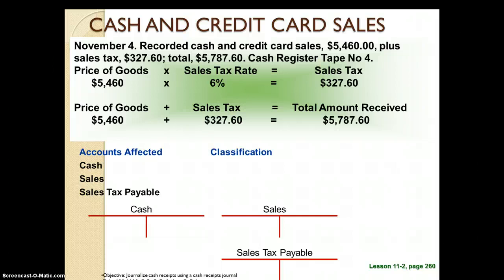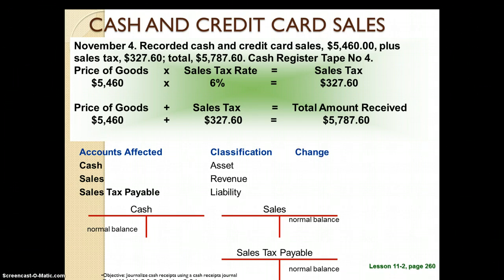So how are each of these accounts classified? Well, what kind of account is cash? Where does it fall in the accounting equation? An asset. And what kind of account is sales? Where in the accounting equation does sales fall? It's a revenue account, right? And revenue accounts fall under owner's equity. And sales tax payable, we owe somebody something, so it's going to be a liability. Normal balance of cash is a debit, normal balance of sales is a credit, and normal balance of sales tax payable is a credit.